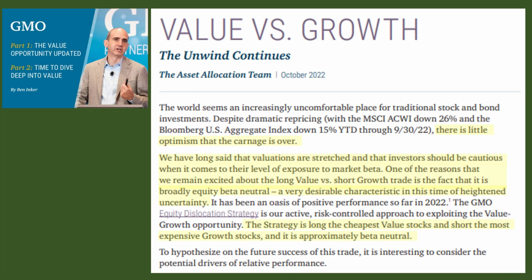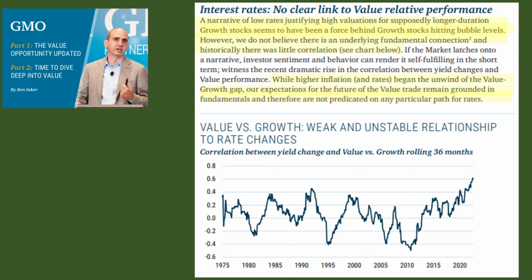I'm not going to read through this article, but I gave you the example of GMO as a good source to go look at for some ideas. They've had several articles on value versus growth that I think are very interesting. They address what I talked about with value and growth, that growth tends to do well in weaker economies and when interest rates are low, and that's because growth stocks are higher quality companies. Value stocks tend to do better in stronger economies and when interest rates are higher.